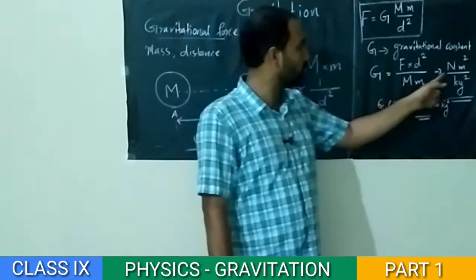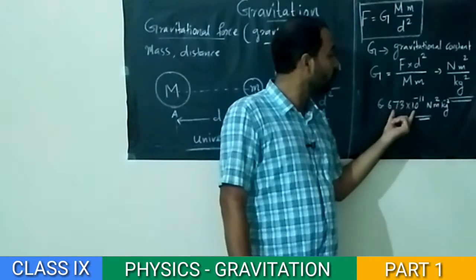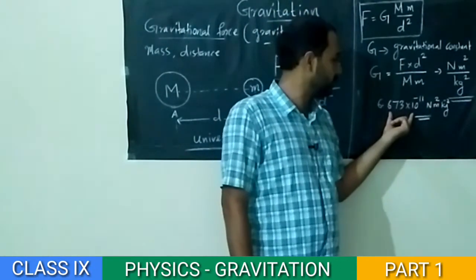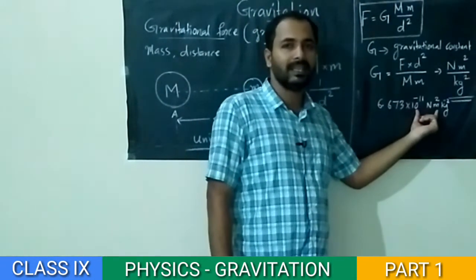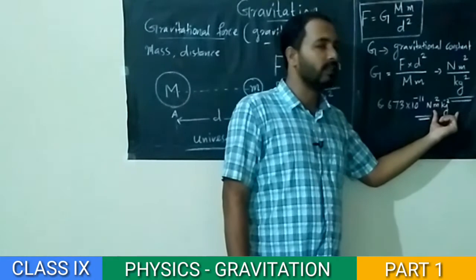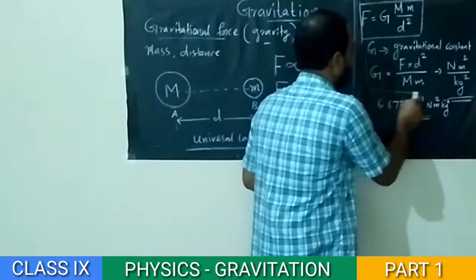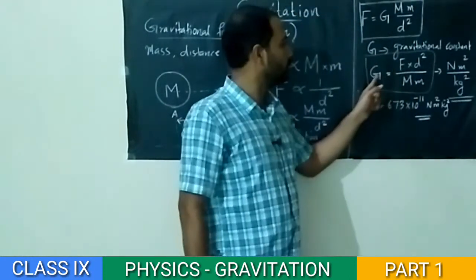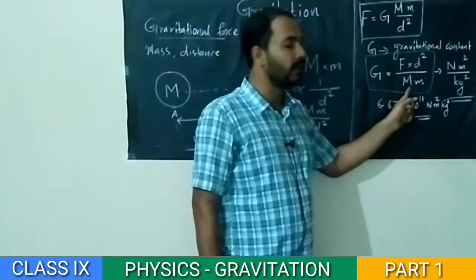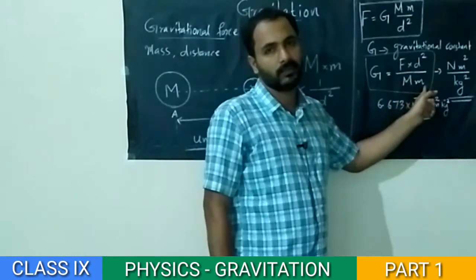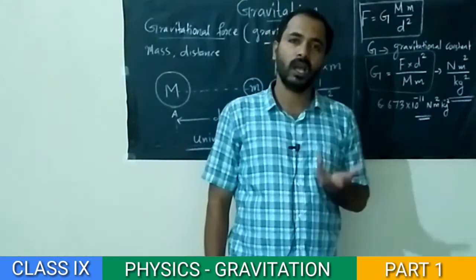Then what is the unit of the gravitational constant? The unit of the gravitational constant is Newton meter square per kg square. The value of the universal gravitational constant is 6.673 × 10^-11 N m² kg^-2. This is the equation to find the gravitational constant: G = F d² / (m m). The unit of force is Newton, and the unit of gravitational force is also Newton.